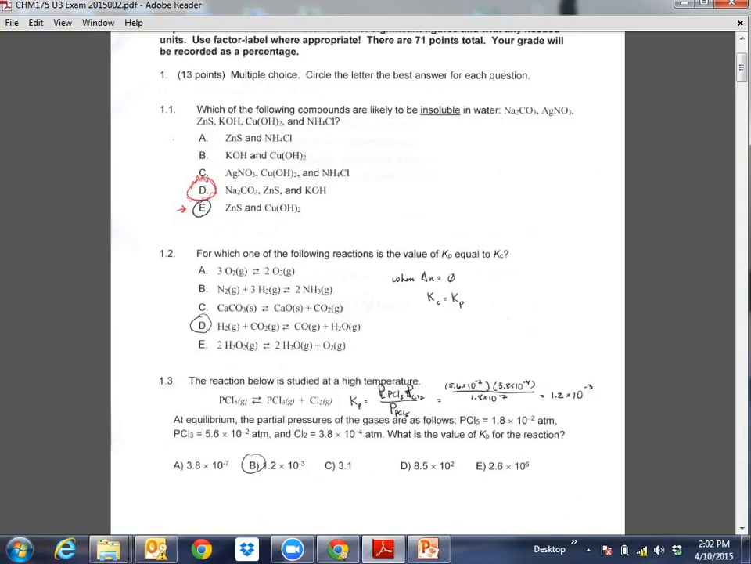Question 2, which of these is Kp and Kc equal? So you would be looking for the change in number of moles to be equal to 0, and D fits that bill, where we have 2 moles of gas and 2 moles of gas.